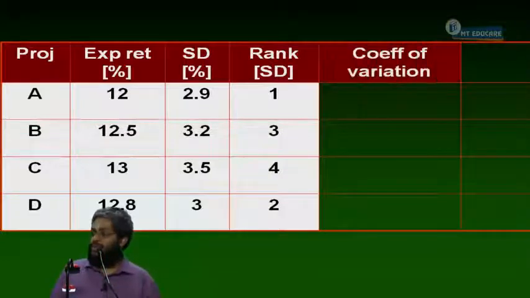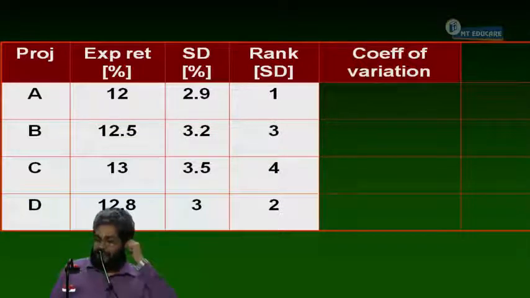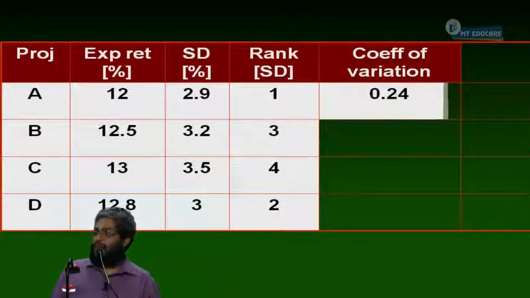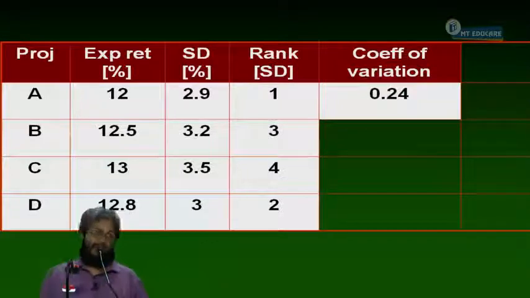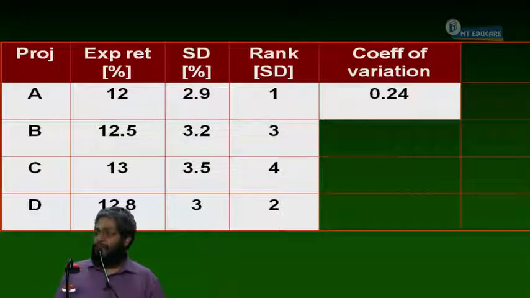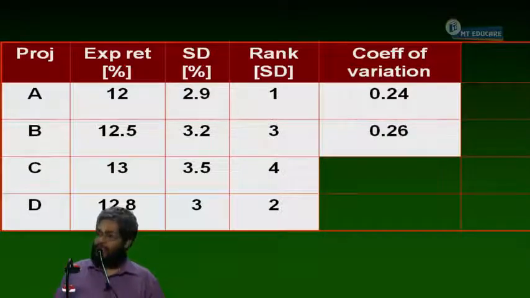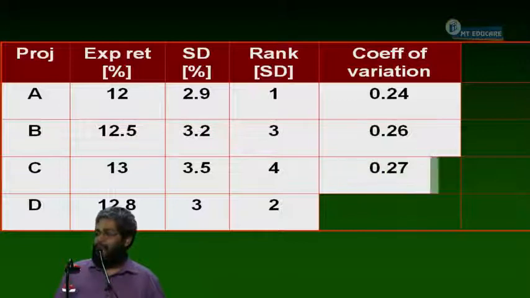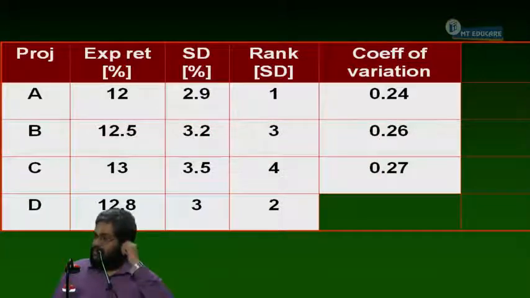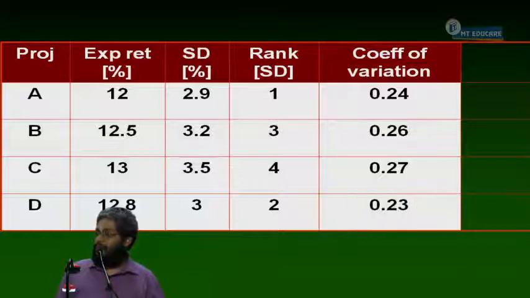Next is what? Coefficient of variation. Standard deviation by mean. 2.9 by 12. Tell me the number. 0.24. Two decimals, I round it off. Check the number also. 3.2 by 12.5. How much is here? 0.26. So right or not? Next, 3.5 by 13, I want number 0.27. 3 by 12.8 is 0.23.